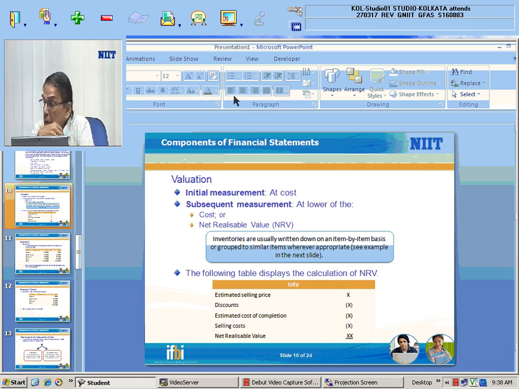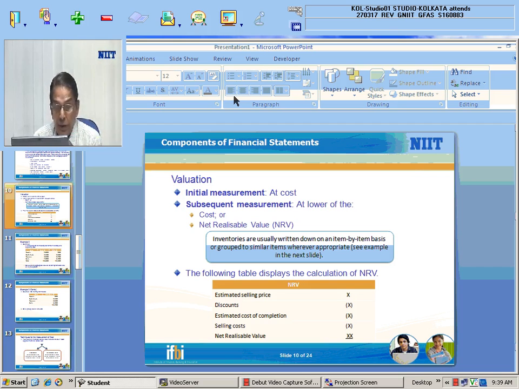the estimated selling price of an item of inventory can be considered, and from there we have to reduce discounts, if any, required to be paid for selling that inventory, any cost of completion that will be required to be incurred before selling the inventory, and any selling cost that may have to be incurred for selling that inventory. So these three have to be reduced from the estimated selling price to arrive at the net realizable value, which is just an estimate. Remember, it's an accounting estimate, nothing more than that.